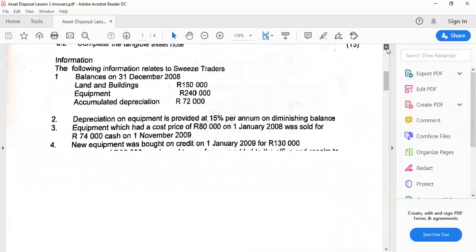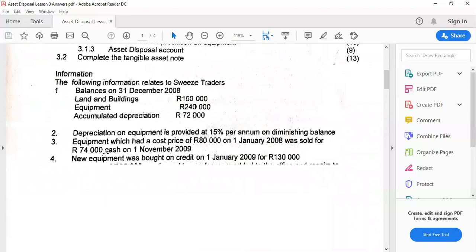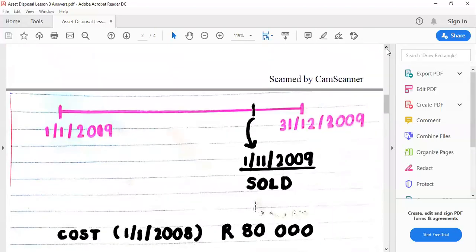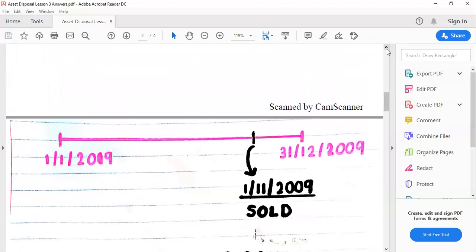So back to the question here. It says that it was sold for cash on 1st of November 2009. So if we go to our timeline, we're going to count from January until the 1st of November. So when you do this counting process, because it's the 1st of November, you see that? It's not the 31st of November. So you don't count November as being a month, okay? So you are going to count January, February, March, April, May, June, July, August, September, October.